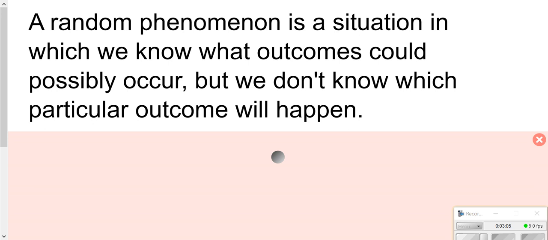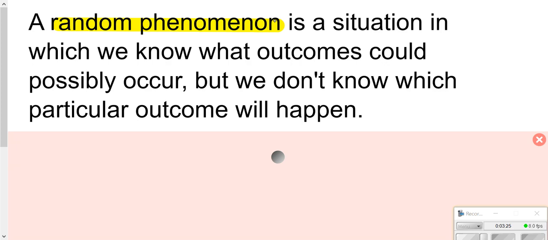Okay, a random phenomenon. This is, again, a lot of vocabulary, kind of like at the start of any unit. We have to pin down our vocabulary. The term random phenomenon is given to any situation where we know what the outcomes could possibly be, but we don't know which outcome is going to happen.